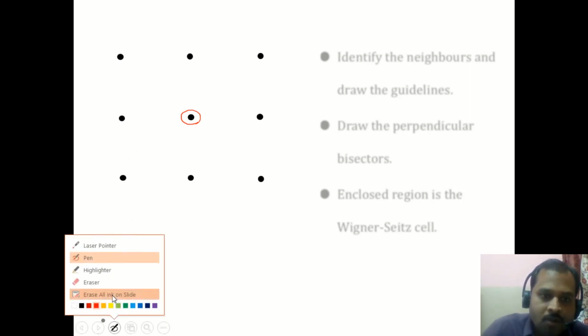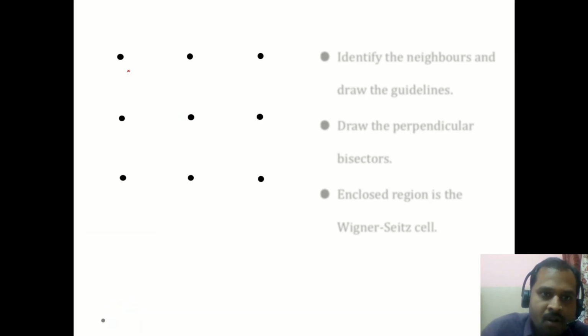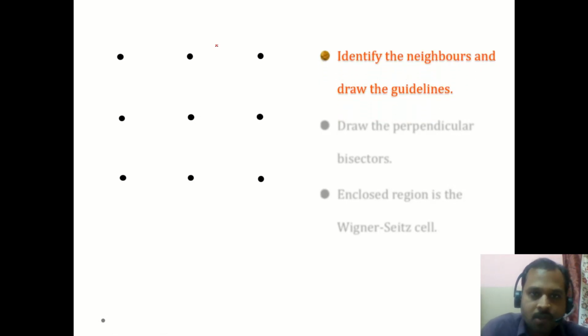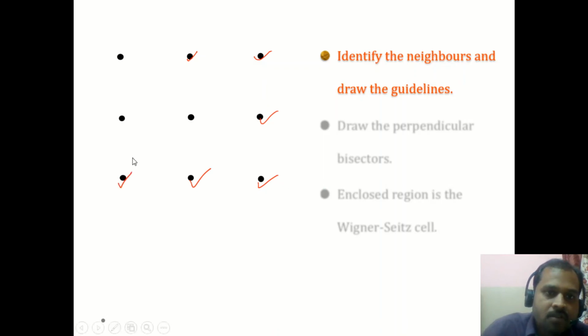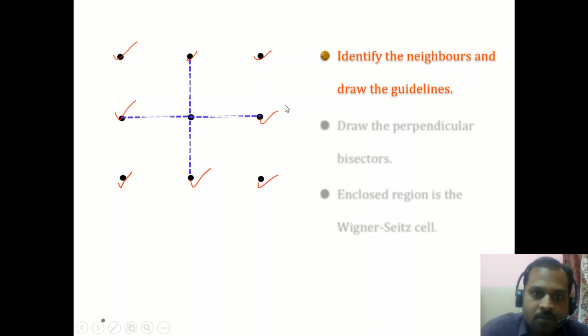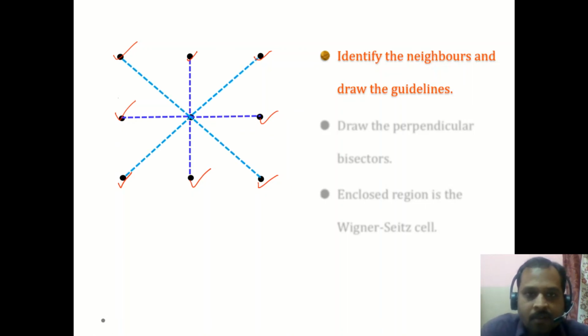For that, first of all we have to see all the neighbors of this particular unit cell and draw the corresponding guidelines. So the first step is to identify the neighbors. There is a neighbor, and another neighbor. So there are 8 neighbors for this. We have to identify all the neighbors and draw the corresponding guidelines. So this is one guideline, this is another set of guidelines.